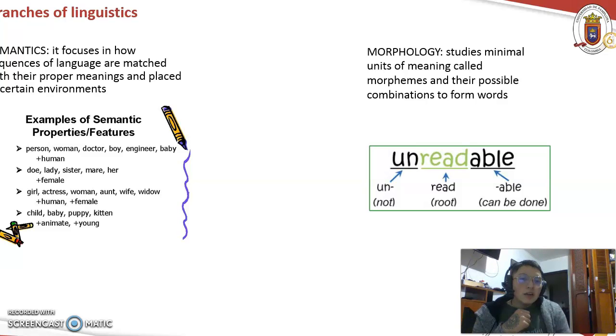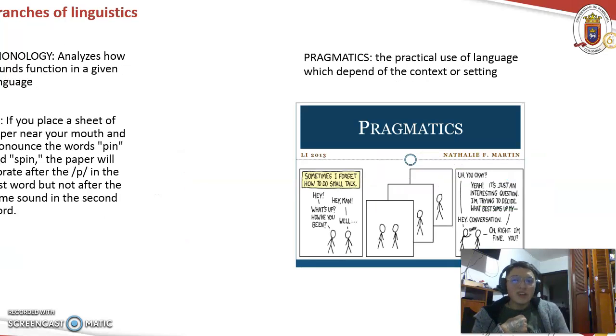Morphology is the study of units of meaning called morphemes and their possible combinations to form words, just as unreadable, unthinkable, unimaginable. We use the prefix "un", the suffix "able", and then there is a word. Phonology is related to phonetics, but phonology is more related to the practical way that we use our vocal apparatus. In this case, how do we gesticulate? How do we use our mouth to produce those sounds to be understood in that grammar rule?